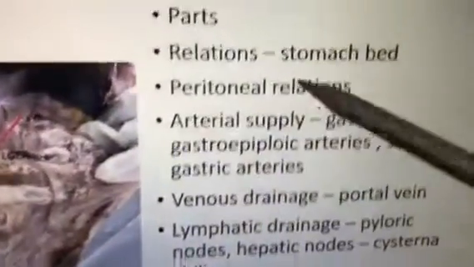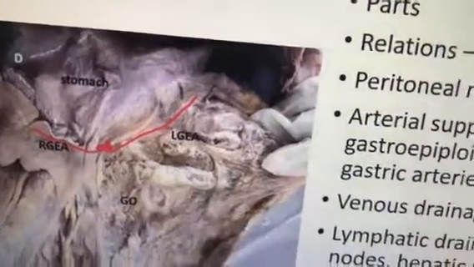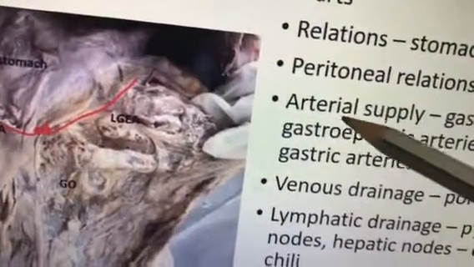Anteriorly you have the liver, and next stomach bed is posterior. Anteriorly you have the liver, and the next thing is relations you have written. Peritoneal relation means your omentum only, lesser omentum and greater omentum. And the next one is the most important ligament, that is your gastrosplenic ligament.